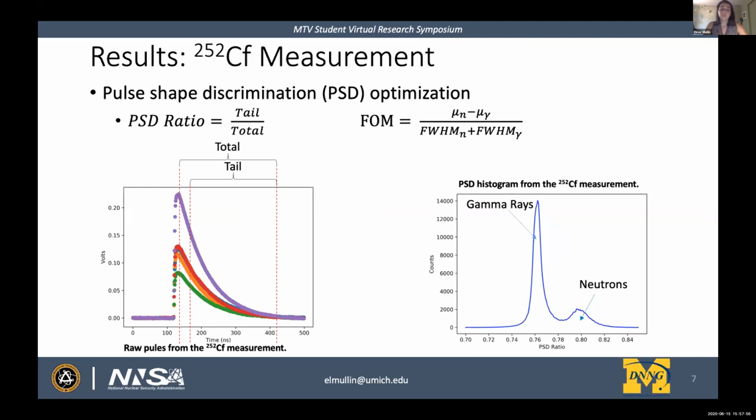We then take the ratio of tail to total, and we get different PSD ratios for neutrons and gammas, as you can see in the bottom right plot. So we get a peak if we histogram all of these PSD ratios for neutrons and gamma rays. Then we can tell how well our system is separating these two peaks using the figure of merit, or FOM, which you can see in the top right equation, which is just the centroid of the neutron peak minus the centroid of the gamma ray peak over the full width half max of both peaks added together. So this gives us a quantification for the separation between the two.